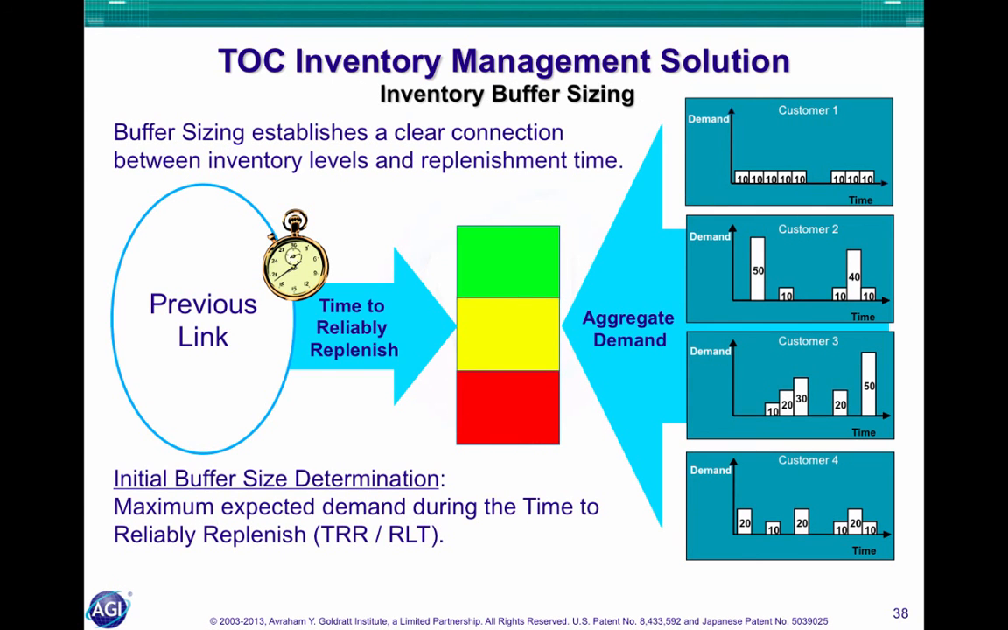Buffer sizing establishes clear connections between inventory levels and replenishment time, given the variability in aggregated customer demand and the time to reliably replenish from the previous link. Initial buffer size determination is based on determining the maximum expected demand during the time to reliably replenish, from which time-based demand patterns can be established.